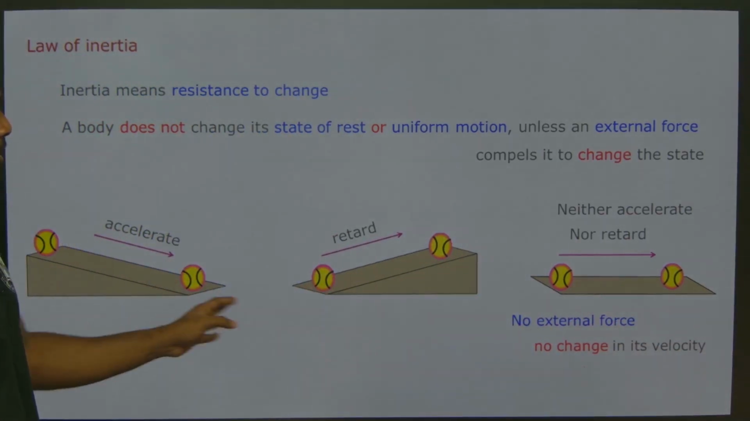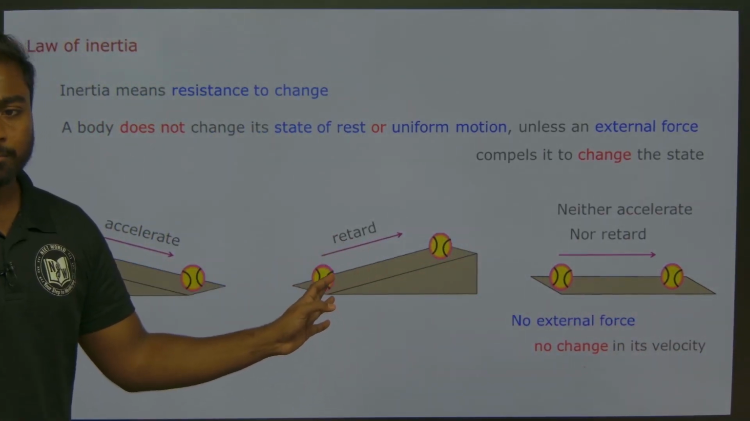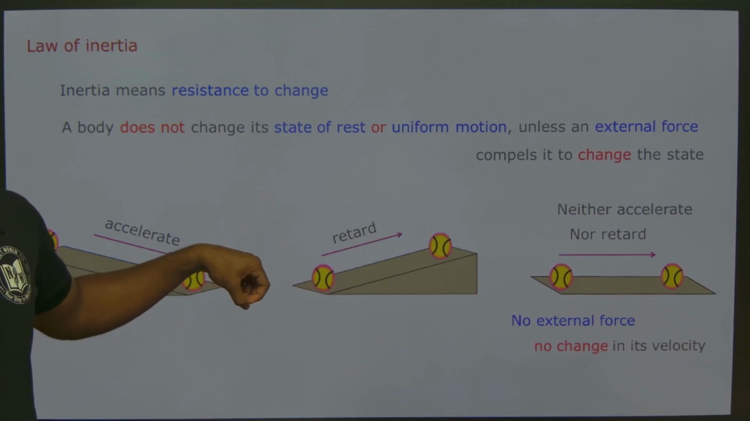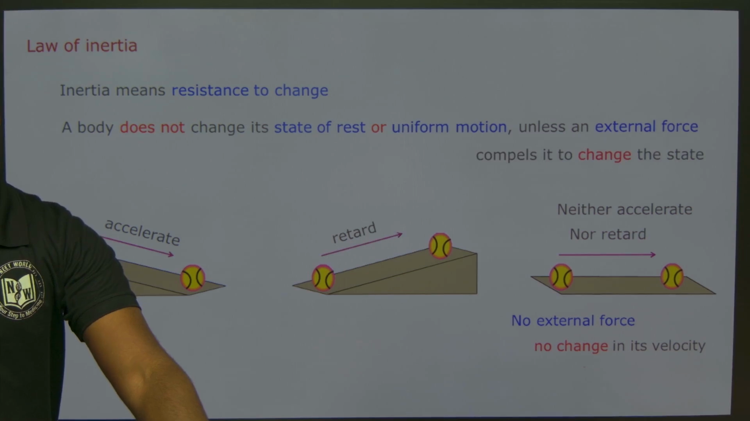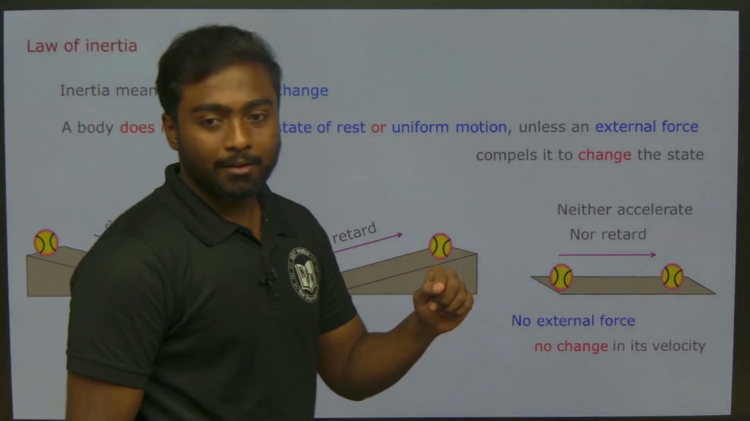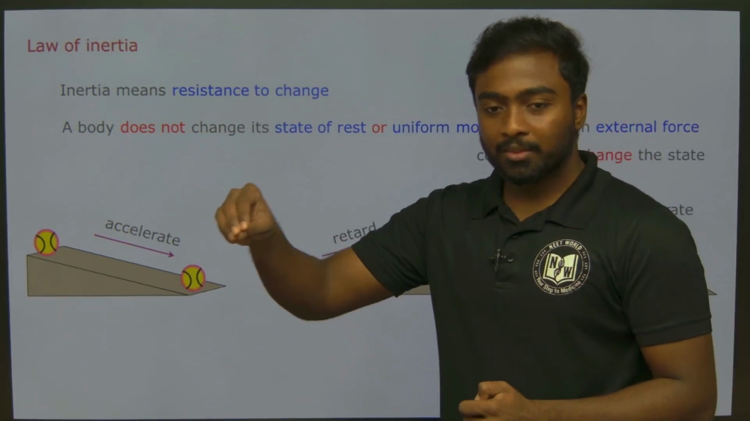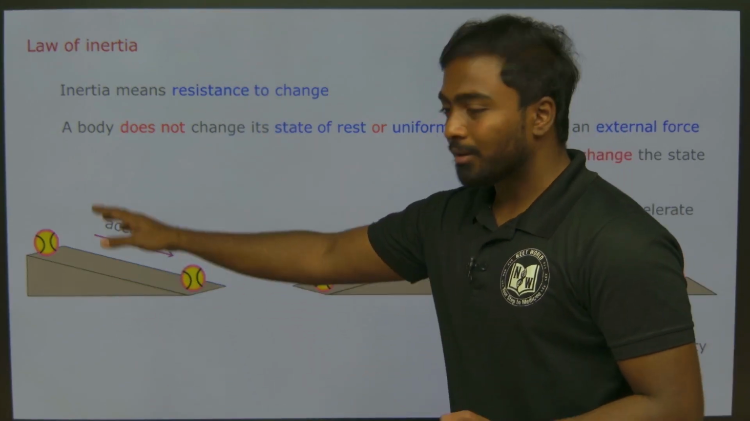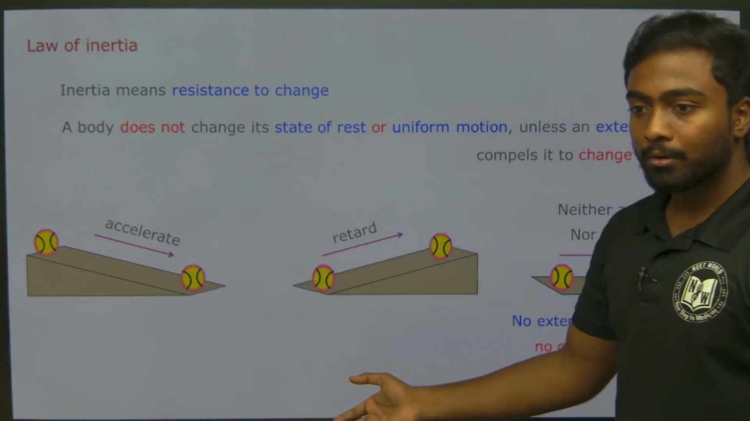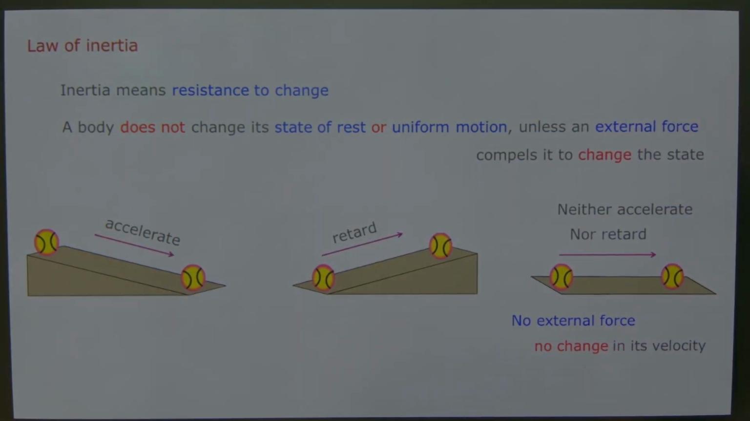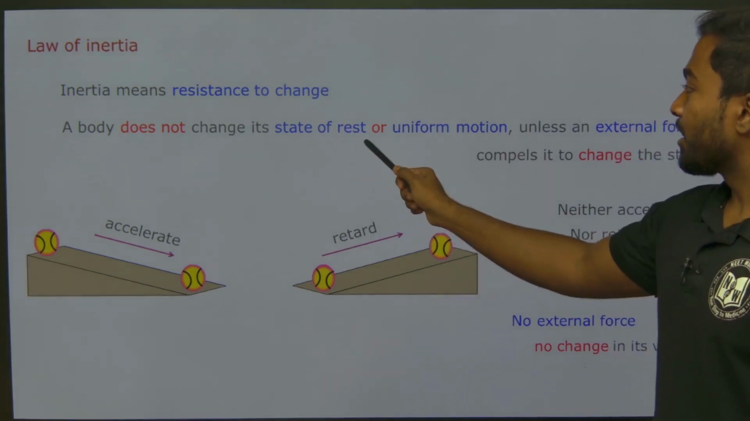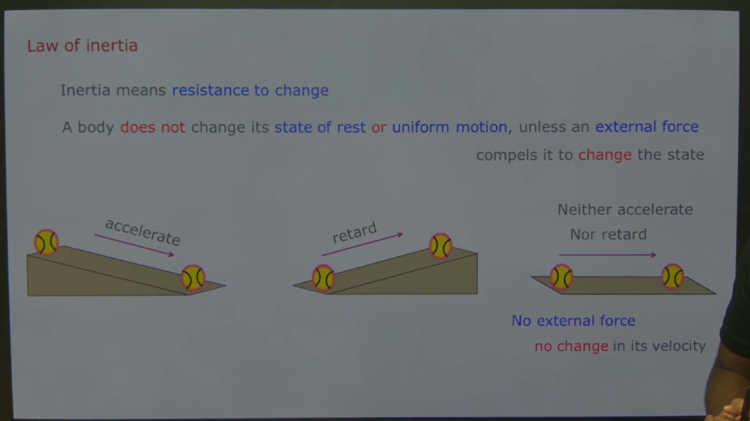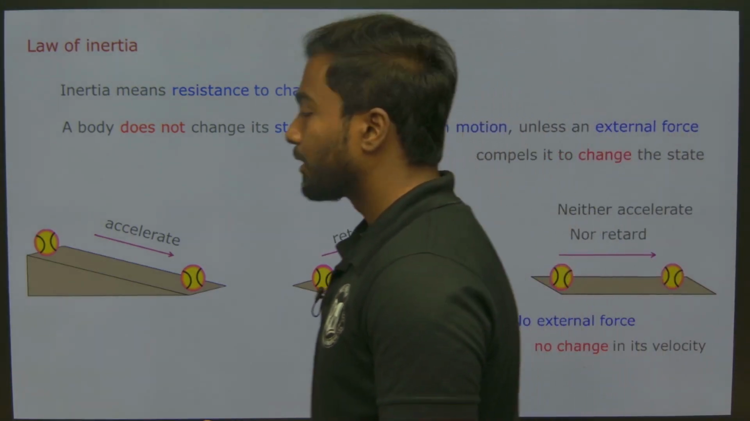Here, is there any external force acting? Yes. What is that? The inclined plane I have kept. Due to gravity it's going down. So we have seen that if I leave an object like this, it will go down. I have taken it to some height now, and obviously it will go down. So a body does not change its state of rest or uniform motion unless an external force acts on it. This is Newton's first law.